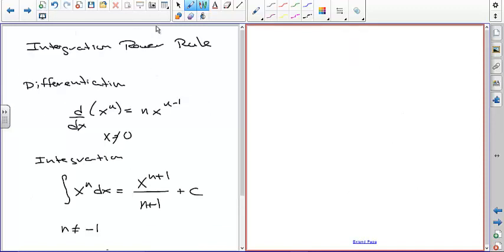So let me just demonstrate that on something we haven't done, say x to the 2.1 power. If I want to do the integral of x to the 2.1 power, it's going to be x to the 3.1 power divided by 3.1 plus c. I picked something that wasn't an integer just to show you that it can be a rational number, an irrational number, a negative number, any number.